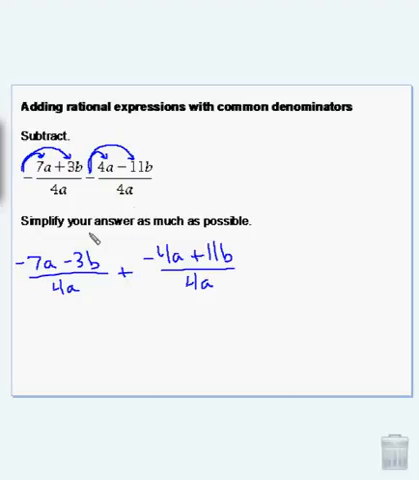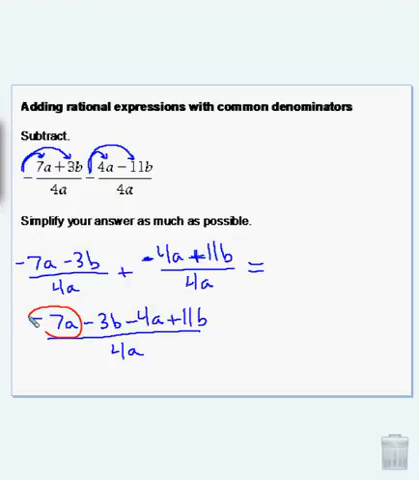We change our subtraction into addition to make sure that we've correctly dealt with our sign changes that will occur. This gives us negative 7a minus 3b minus 4a plus 11b all over 4a. Again, since we have the common denominator, we just combine.